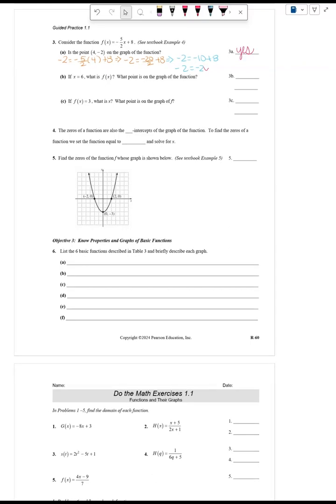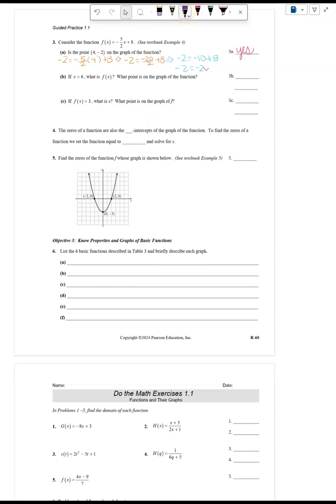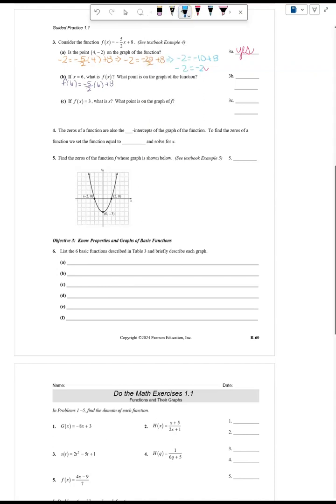Okay, now for B, it says if x equals 6, what is f of x? What point is on the graph of the function? So we're just going to take 6 and plug in for each of our x's. So f of 6 is going to equal -5/2 times 6 plus 8. If you see it right off the bat, you can take 2 and divide it into 6. So 2 goes into 2 one time and 6 three times. So -5 times 3 is going to give us -15 plus 8. That's going to equal -7.